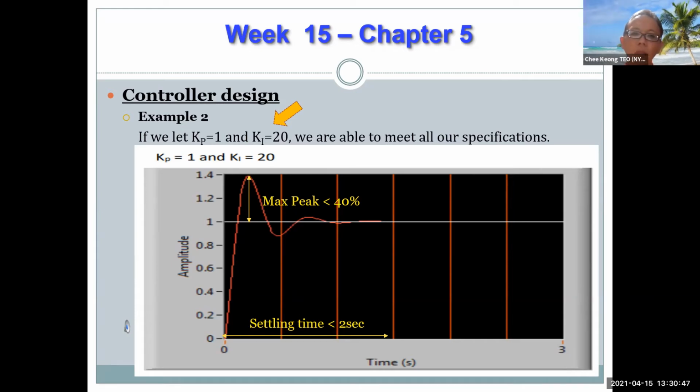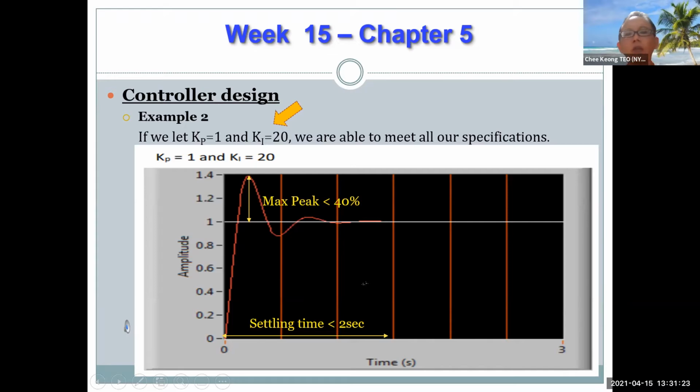In real-life design, first-round computed values may not meet all the specifications. Fine-tuning by recalculating iteration after iteration will eventually get us closer to the specifications. So if I change my Kp to 1 and Ki equals 20, and you plug into the simulation, you realize that my maximum peak is still within 40%. And right now, my settling time is a lot better. It's about 1.5 seconds, so it's less than 2 seconds. So it meets both of the conditions.